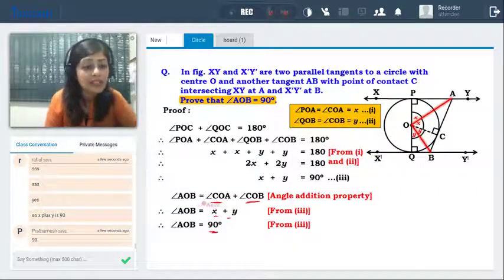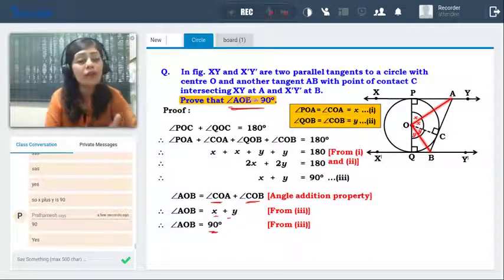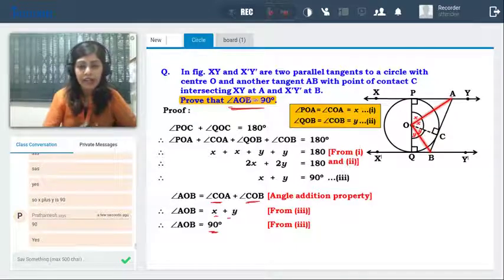Students, have you all understood this sum? Yes, and hence proved AOB is equal to 90 degrees. So this is how you go about a particular sum. All right, now we move ahead.